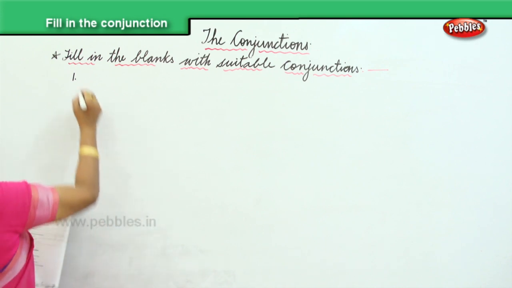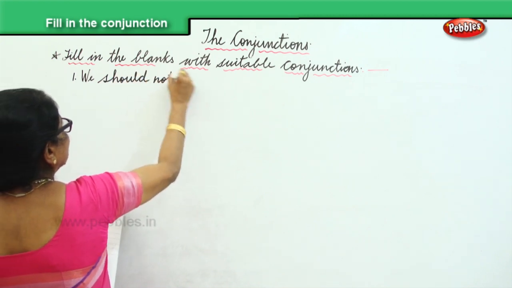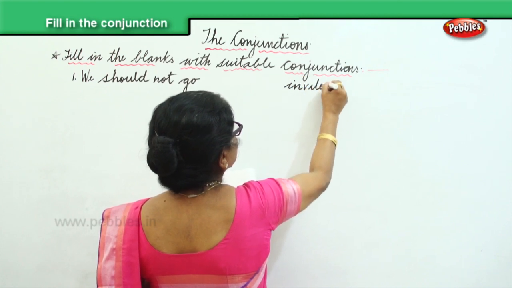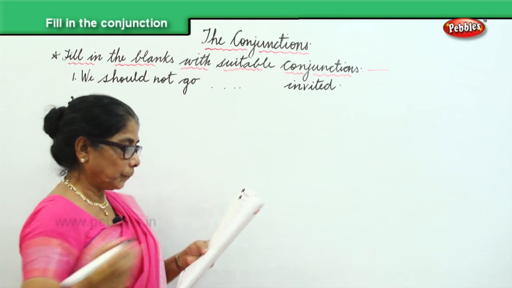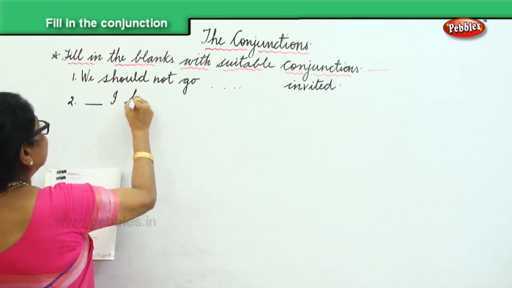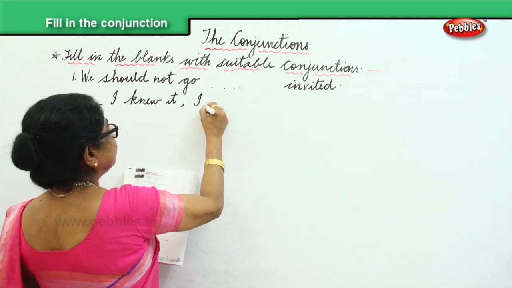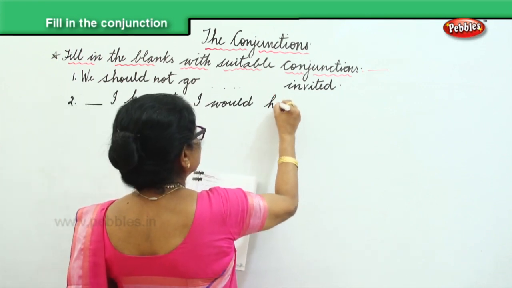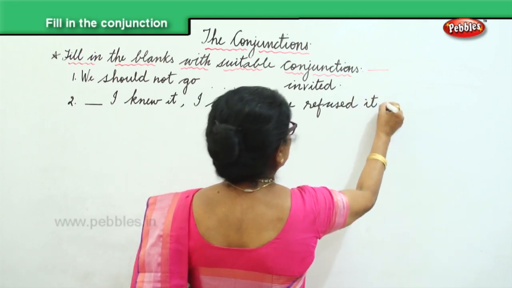We should not go dash invited. You keep thinking of the correct word. I'll write out all the sentences first. Dash, I knew it, I would have refused it.